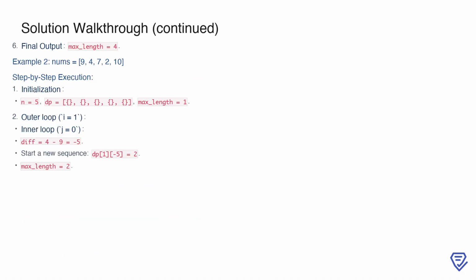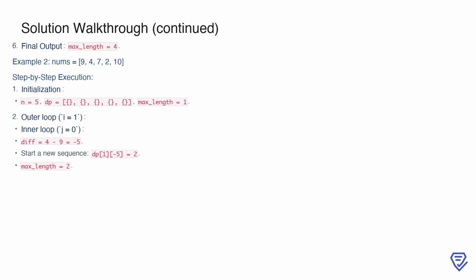After processing all elements of the array, we find that max_length is 4, which is the length of the longest arithmetic subsequence. Now, let's consider example 2, where nums equals 9, 4, 7, 2, 10. We initialize n to 5, dp is an array of 5 empty dictionaries, and max_length is 1.